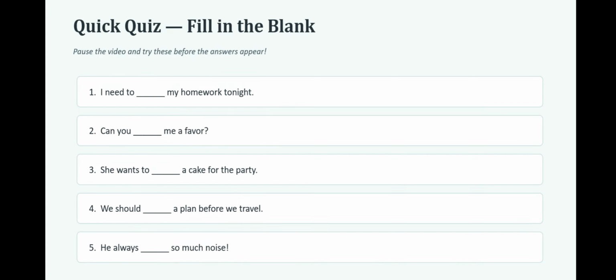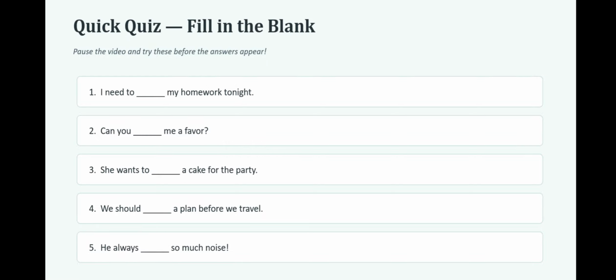Time for a quick quiz. I'll read the sentence. You shout the answer before I say it. Ready? Number 1. I need to blank my homework tonight. The answer is do. Number 2. Can you blank me a favor? The answer is do. Number 3. She wants to blank a cake for the party.